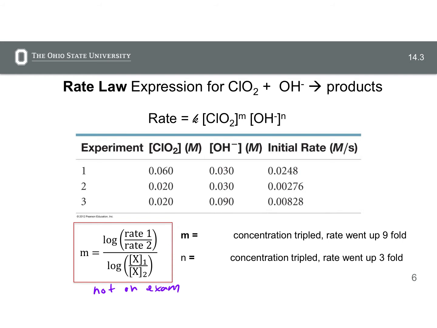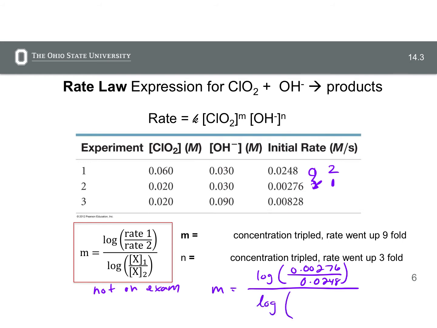So if we're looking at the order with respect to ClO2, m is going to be equal to the log, we'll do rate 2 is 0.00276 over 0.0248. So I'm using this as rate 1, this as rate 2. Over, this is concentration 1, concentration 2.